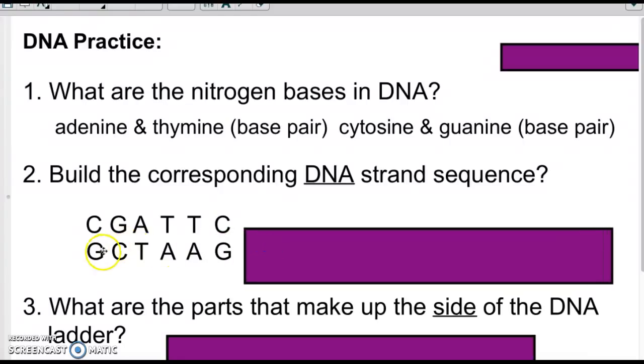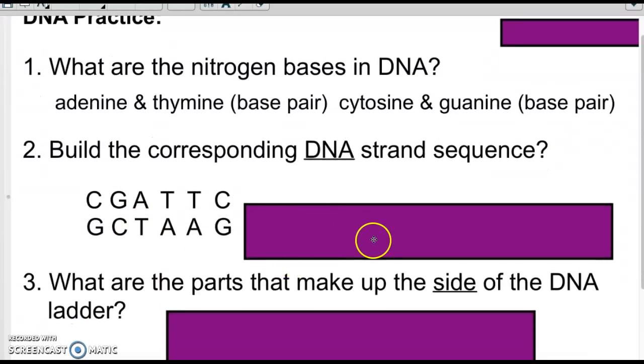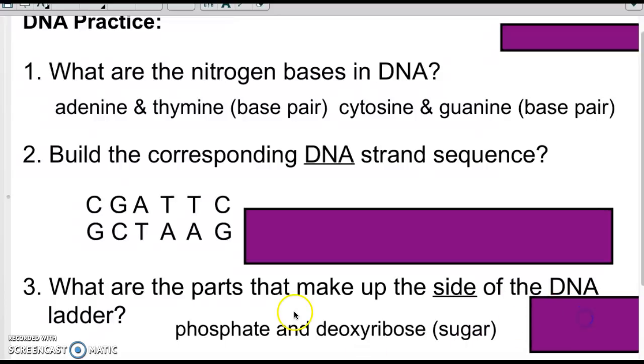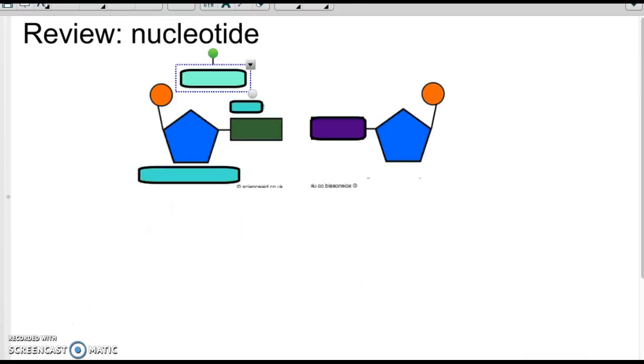Now, that would make this the double helical strand and complete the DNA sequence for this answer. What are the other parts that make up DNA? If you were to think of DNA as a ladder, and the steps of the ladder are your nitrogen bases, well, what's the side of the ladder? It would be your phosphate group and your deoxyribose. Ose is a sugar, so yes, DNA has a deoxyribose. Deoxy means without oxygen on its sugar.